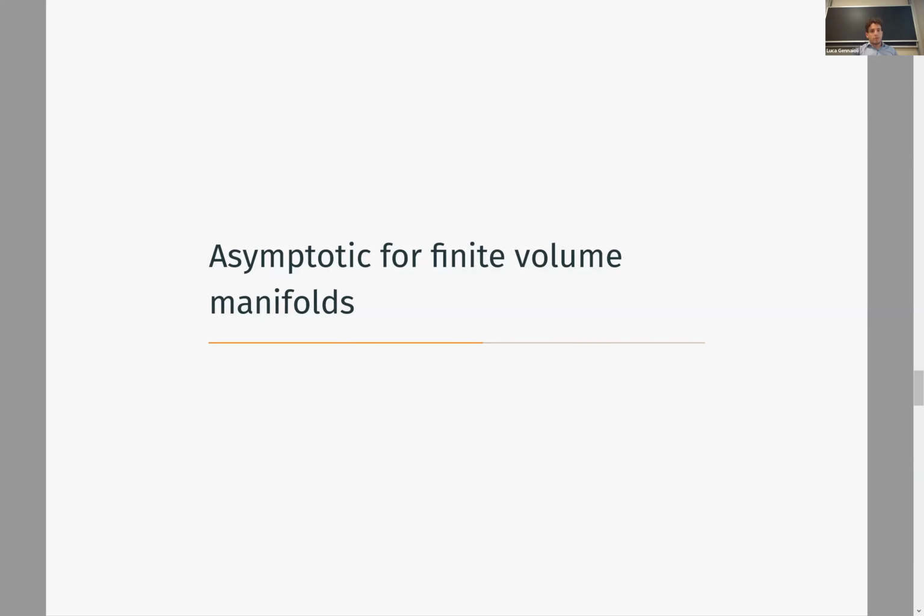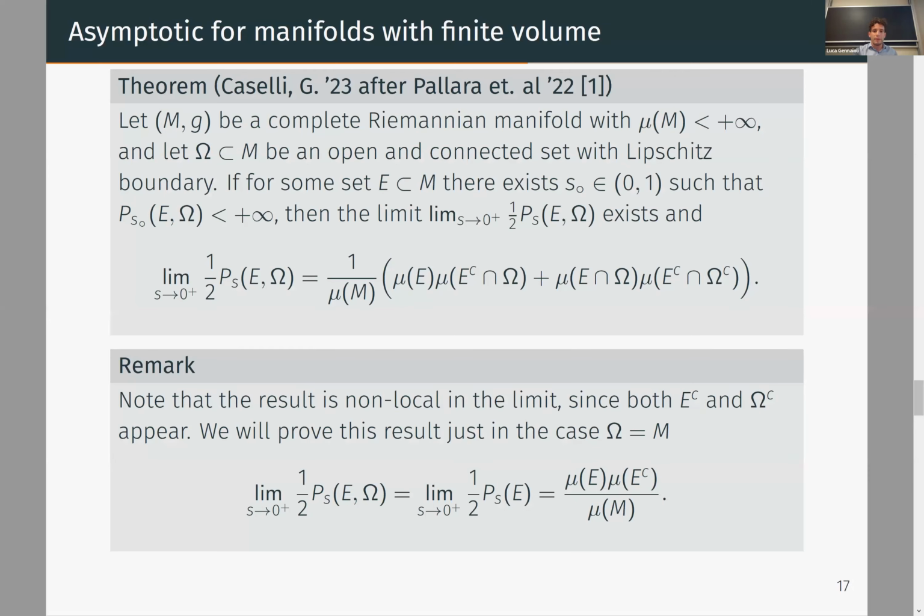So this was everything I wanted to say for what concerns the heat kernel. Now I would like to speak about the results we obtained. For the finite volume case, it really didn't require all this talk about the heat kernel, maybe. The first result in this setting is actually due to Pallara, Carbotti, and other people.